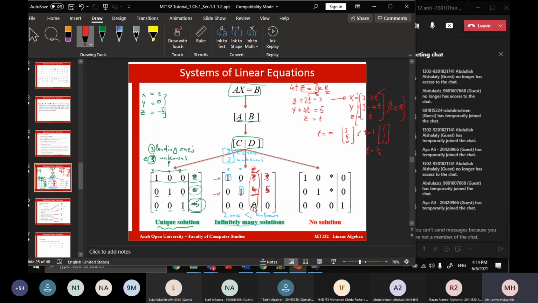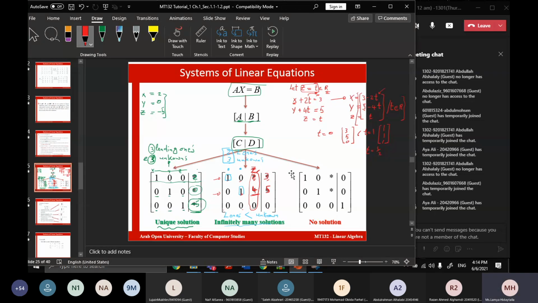This one is related to the variable z. So let z equal any constant. For instance, I call it t, where t is any real number, and then after that you get your solution. So depending on the value of t, you will get a certain solution like that.